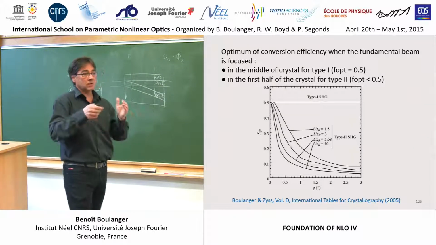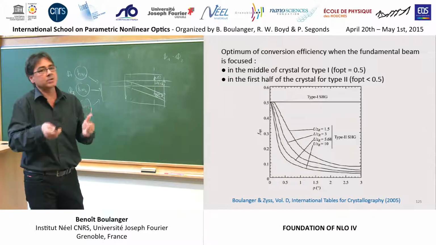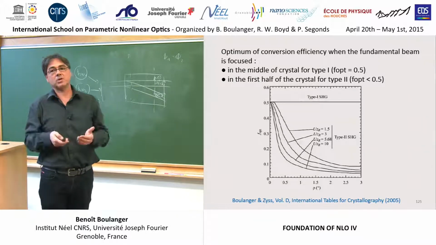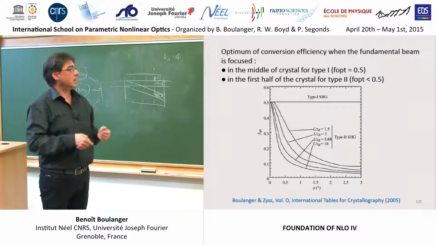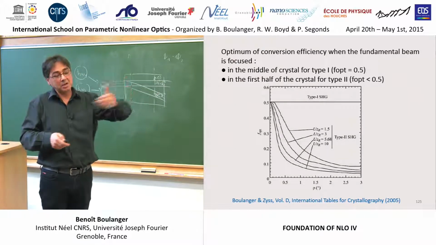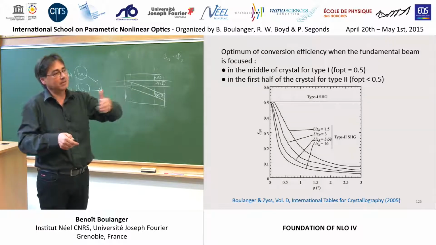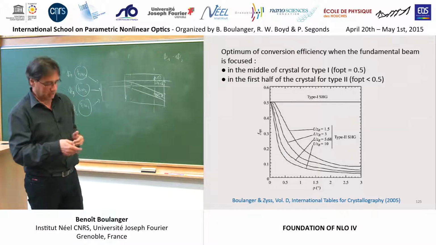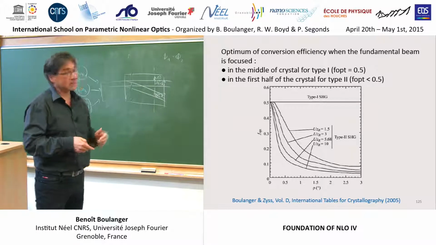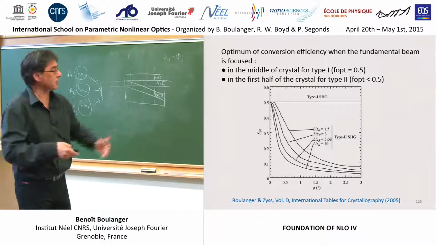So if you really want to optimize the conversion efficiency, you can calculate, but you can also make the experiment and find the optimum empirically. But it's not in the middle of the crystal for type 2.